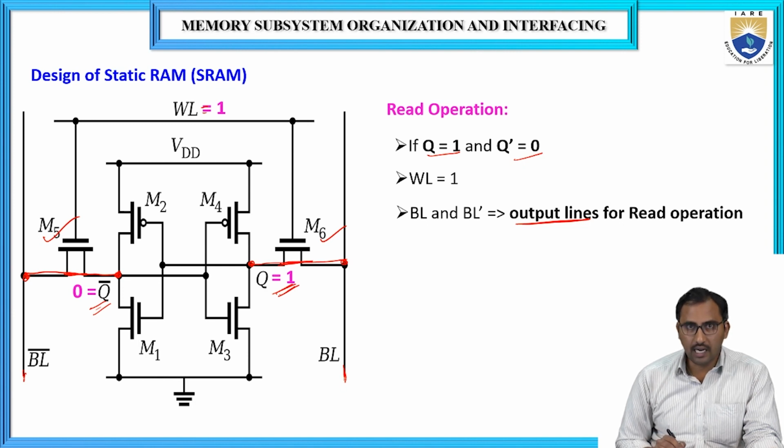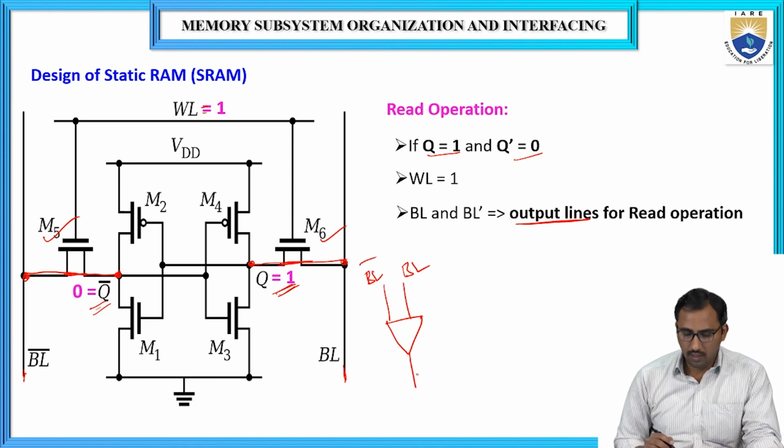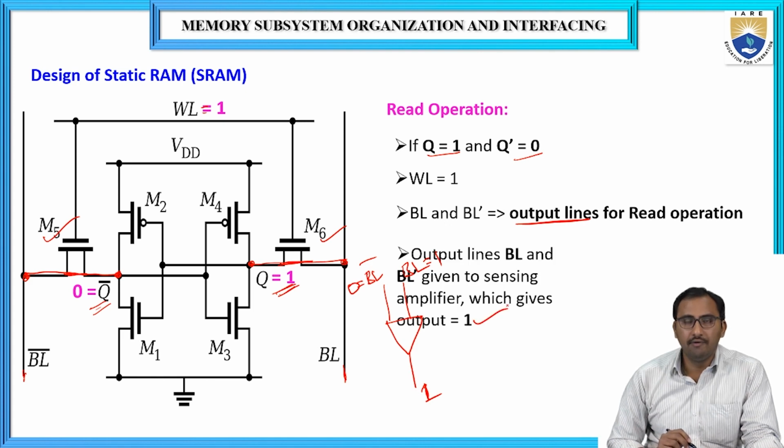Then these BL and BL bar lines we give to a sensing amplifier. Here BL is equal to 1 and BL bar is equal to 0, so the sensing amplifier will give the output as logic 1. That means we are reading the logic 1. In this way we can read the data present in the memory cell.